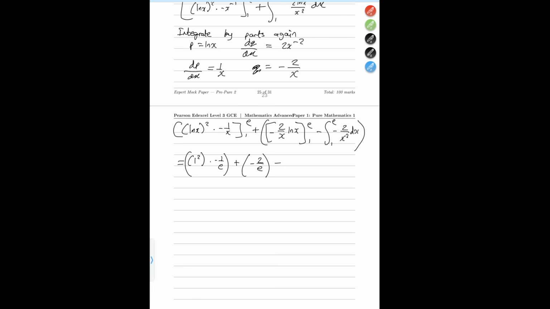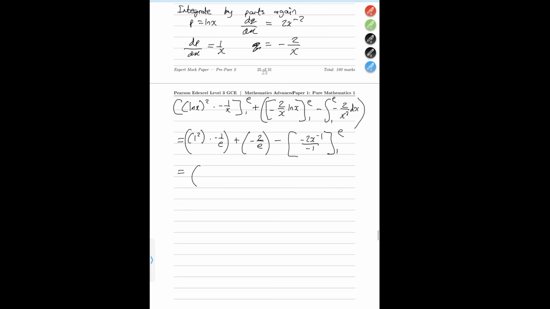Now let's minus the integral of 2 over x squared. If we just write it down here, that is minus 2x to the minus 2. So we're going to add 1 to the power and divide by it: minus 2x to the minus 1 over minus 1 between 1 and e. So this is going to become minus 1 over e, minus 2 over e. Now minus, so this is going to become 2 over e minus 2.